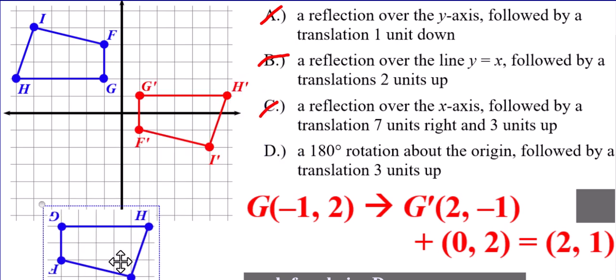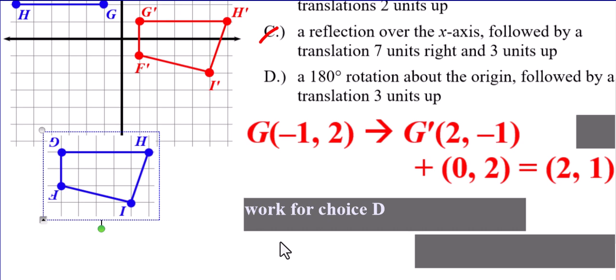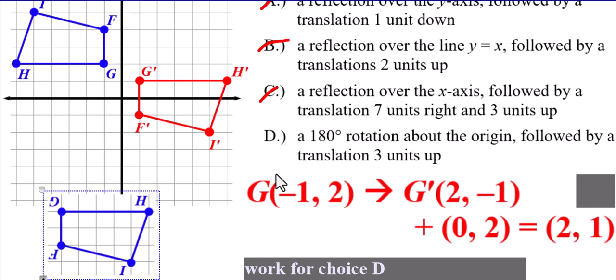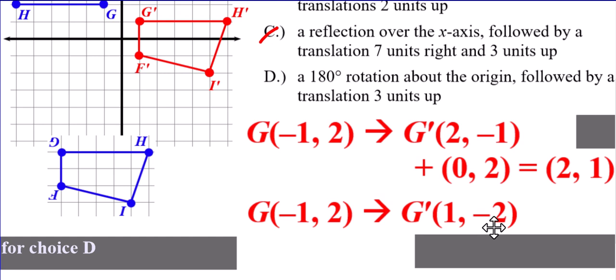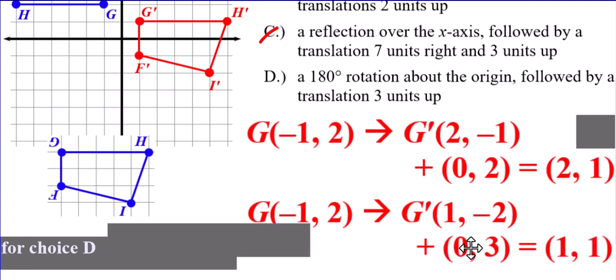So there you go. I also could show work for this if this is hard to visualize. I could change the coordinates. So, for example, change the signs. That's what a 180-degree rotation will do. So instead of -1, 2, that's 1, -2. And then a translation 3 units up means I would add 0, 3, and that would put G prime at 1, 1. Yes, that is this dot right here for G prime.